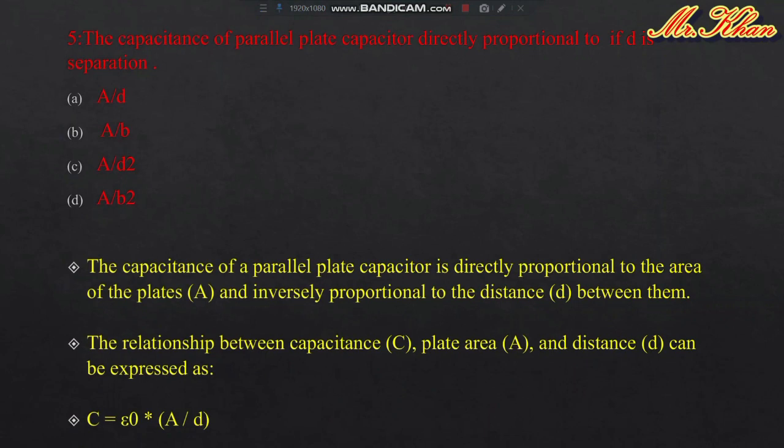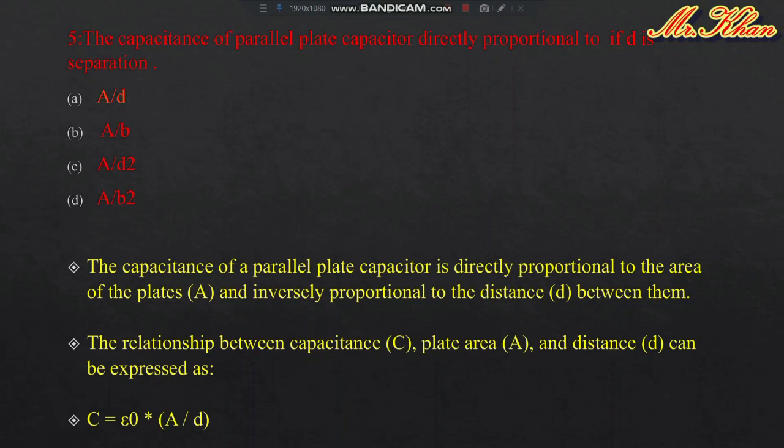Question 5. The capacitance of a parallel plate capacitor is directly proportional to, if d is the separation: A. A by d, B. A by b, C. A by d squared, D. A by b squared. The capacitance of a parallel plate capacitor is directly proportional to the area of the plates, A, and inversely proportional to the distance, d, between them. The relationship between capacitance, C, plate area, A, and distance, d, can be expressed as C equals epsilon A by d.